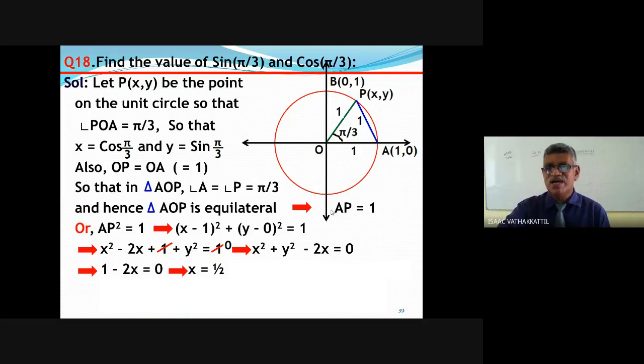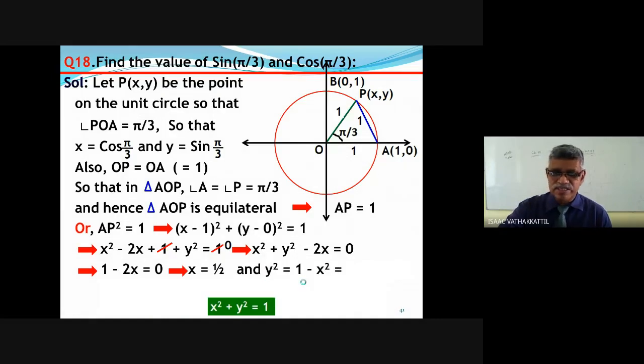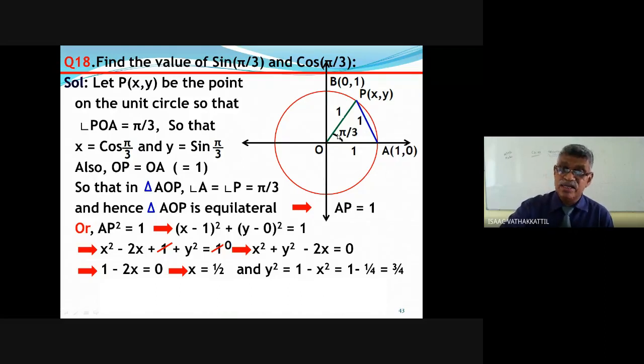See, we wanted the value of x and y because x is cos pi by 3 and y is sin pi by 3. What about y now? We know x squared plus y squared equals 1. So what is y squared? 1 minus x squared. That is 1 minus 1 by 4, which is 3 by 4. So what is y? Y is positive here, so there is no question of negative because the angle is less than pi by 2. So P is in the first quadrant. Y equals root 3 by 2.